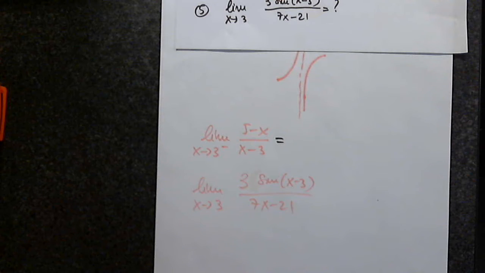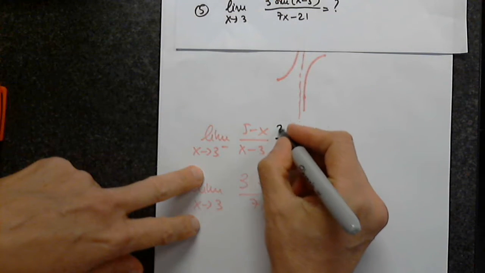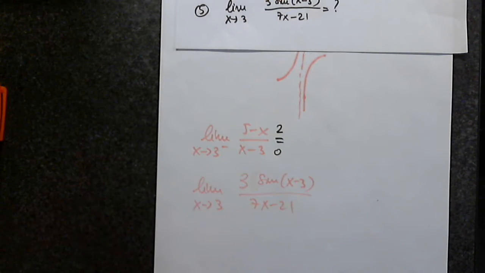And so when I plug in 3, I get 2 divided by 0. I know immediately that this is not an indeterminate case. It's an undefined case, so the limit cannot exist. When the limit does not exist, I have 3 options: positive infinity, negative infinity, or does not exist.